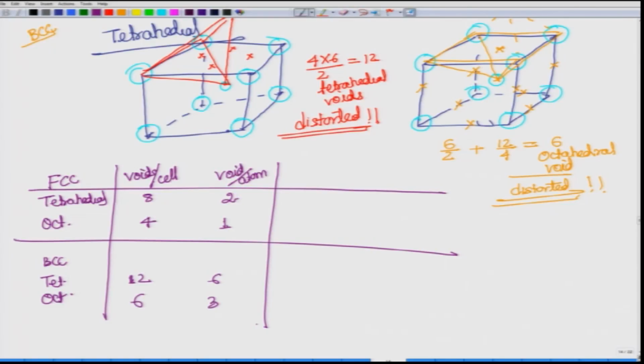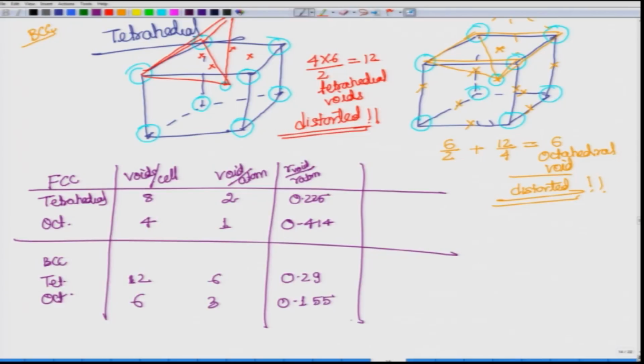Now, the other important factor is that if you do a little bit of, not a little bit, but a fairly involved geometry, you would be able to show that the R void by R atom ratios are something like this: 0.225 for tetrahedral, so it is just 22.5% of the radius of the atom. For octahedral it is 0.414. Over here in BCC, tetrahedral voids are larger. So, these are 0.29 and octahedral voids are just 0.155.